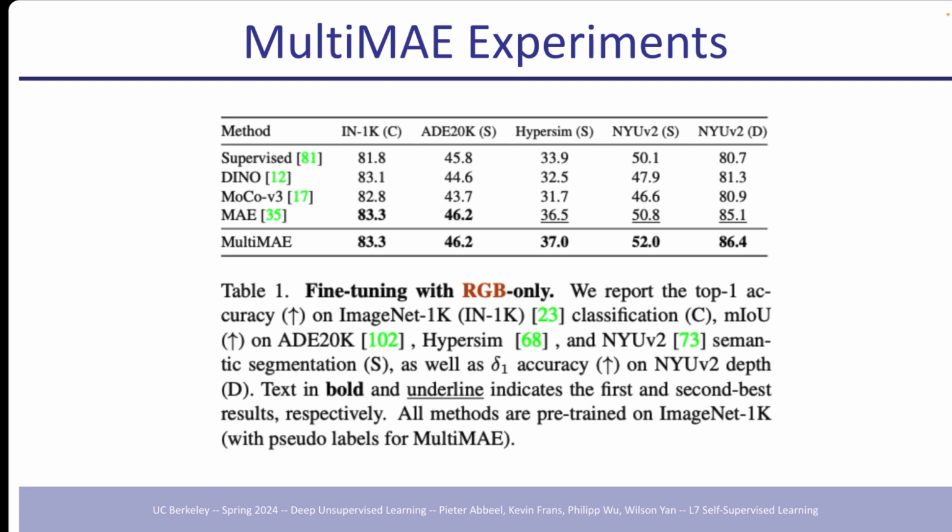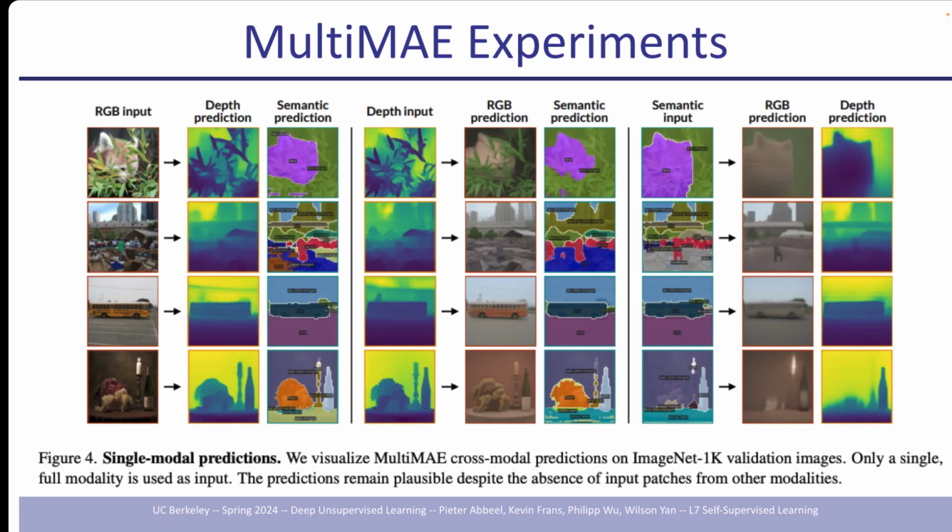Evaluations on ImageNet 1K. I don't really know the other data sets as well. Semantic segmentation data sets, and apparently doing quite well. More experiments here. These are cross-modal predictions, RGB input into depth prediction into semantic prediction. You go from depth to the other two or semantic to the other two. So in some sense, it's a bit of a generative model in this case because it can reconstruct other modalities from the original input.